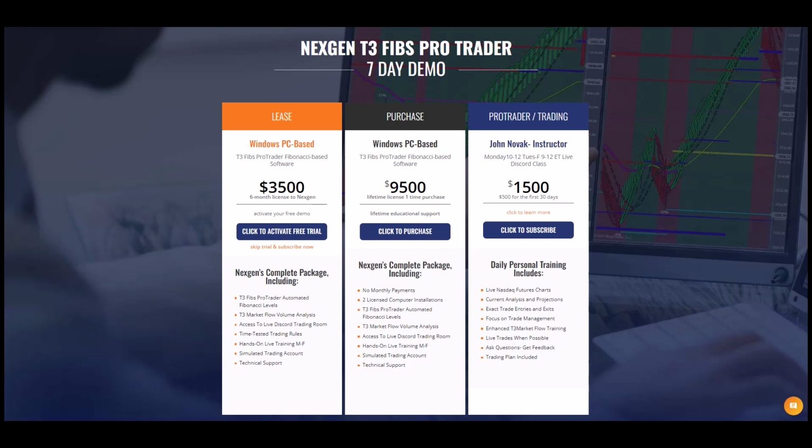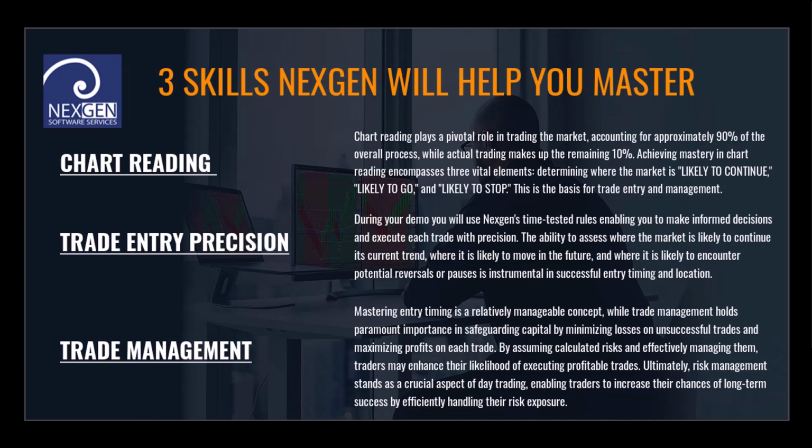So there are 3 skills we will teach you to master. Number 1, reading your charts. And again, this is about 90% of your trading day, reading your charts. But there are 3 key components.